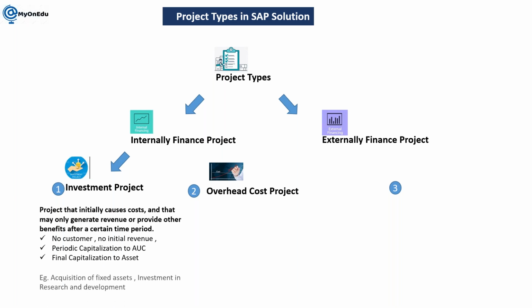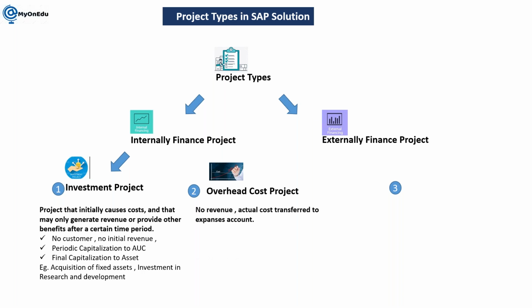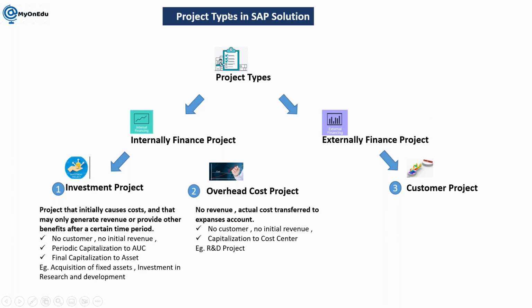When we manage these projects in SAP, different modules are going to be used to implement these scenarios. From the EPPM, enterprise portfolio and project management perspective, we can use different module combinations to achieve the solution. Similarly, for externally financed projects, we have the customer project. We call it a customer project also because it has to be financed by the customer here.